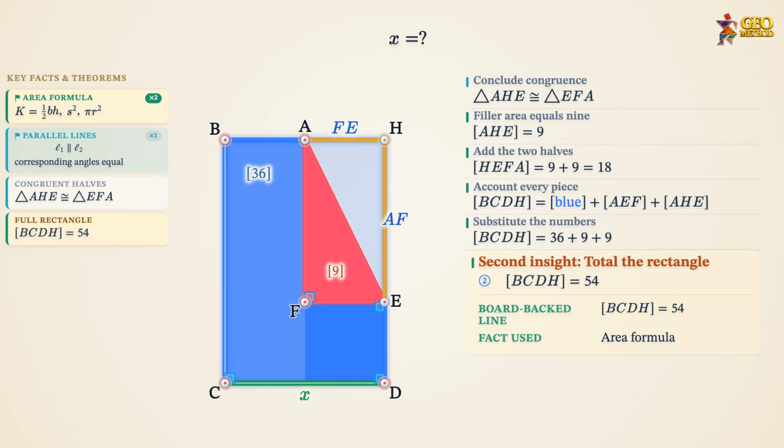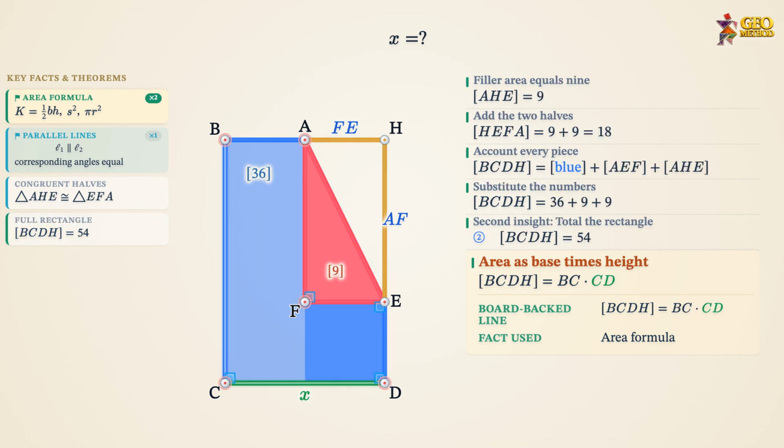A second insight now finishes the structure. 36 plus 9 plus 9 is 54. So the completed rectangle BCDH has an area of 54 square units. That is our first way of writing the rectangle area.